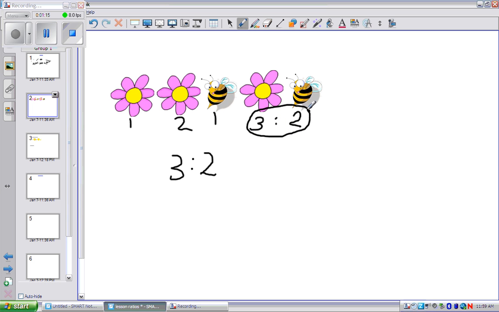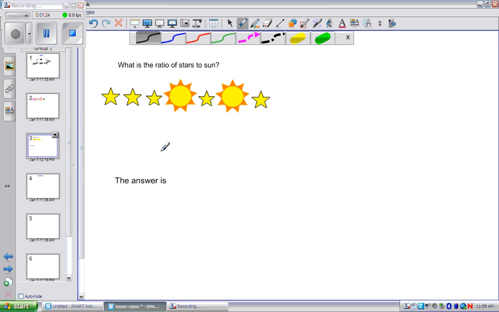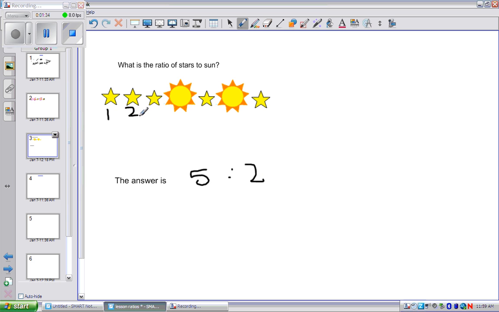Let's do some more practice. What is the ratio of stars to suns? 5 to 2. There's 1, 2, 3, 4, 5 stars and 1, 2 suns. The answer is 5 to 2.